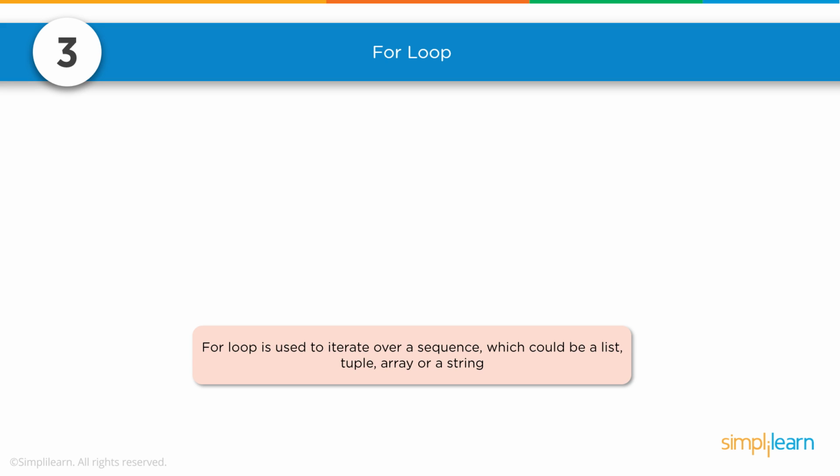Now the for loop is used to iterate over a sequence. The sequence could be a list, it could be a tuple, it could be an array, a string, or it could even be a range. Basically, if you have certain elements arranged one after the other, a for loop can be used to iterate over these elements. Now let's look at the syntax of the for loop.